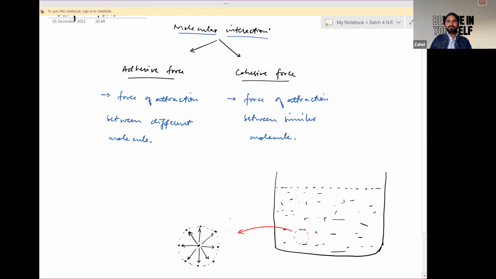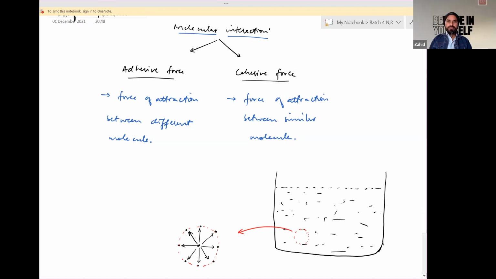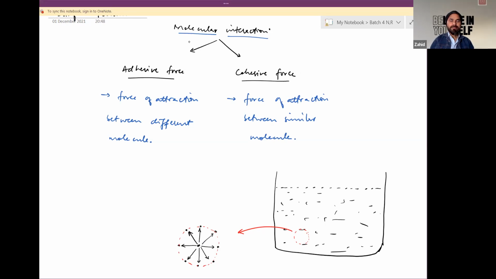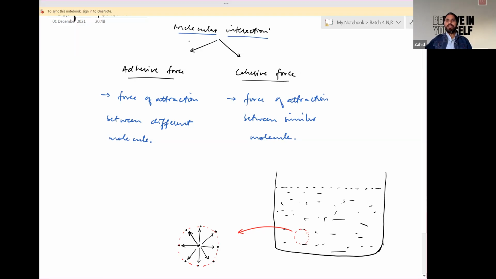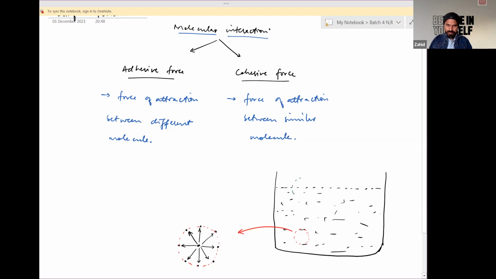Yes, sir. So for this centralmost particle, the net force from all sides must be 0. Is it clear? Clear, sir. Similarly, consider any other particle at this topmost point.